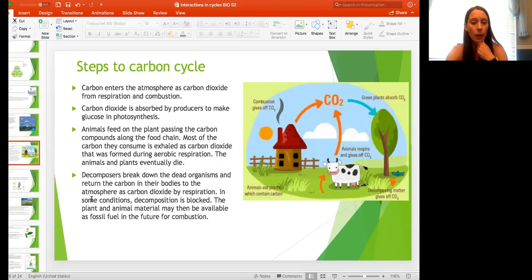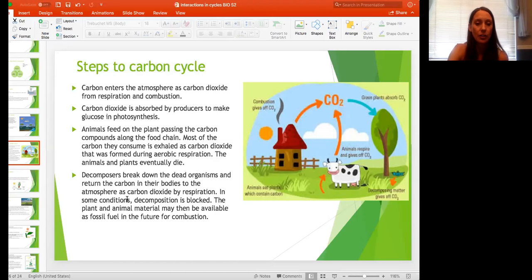Another part of the carbon cycle is decomposers. So we think of decomposers. They break down the dead organisms and return the carbon in their bodies to the atmosphere as carbon dioxide by respiration. In some conditions, decomposition is blocked. The plant and animal material may then be available as fossil fuel in the future for combustion.